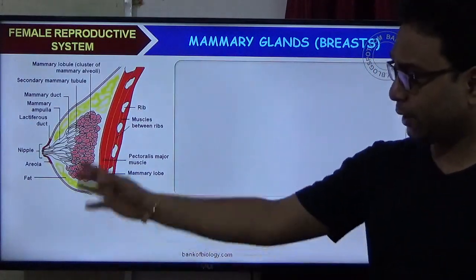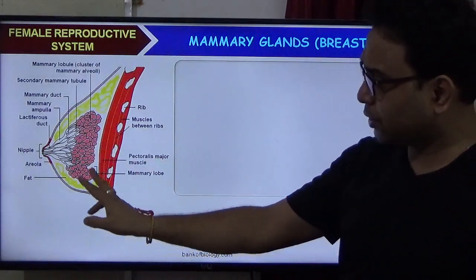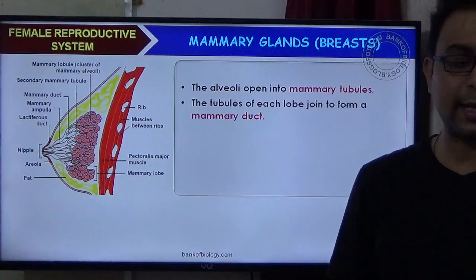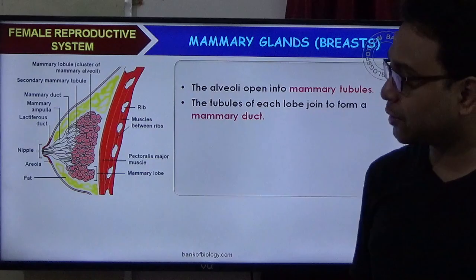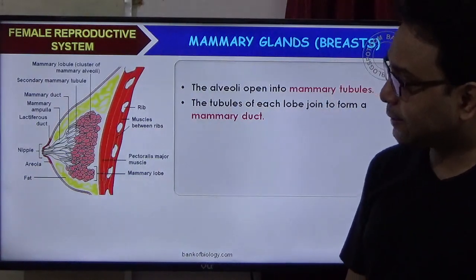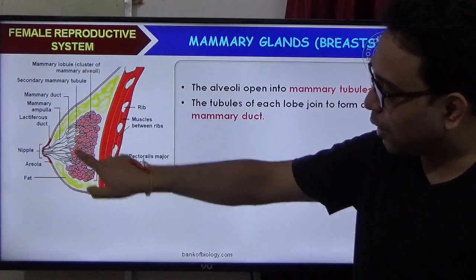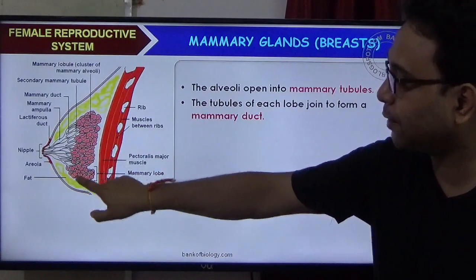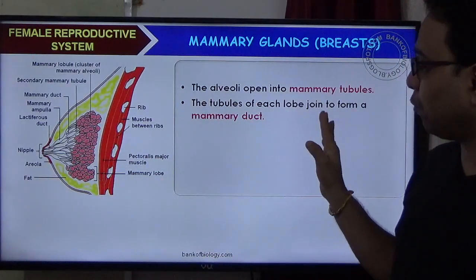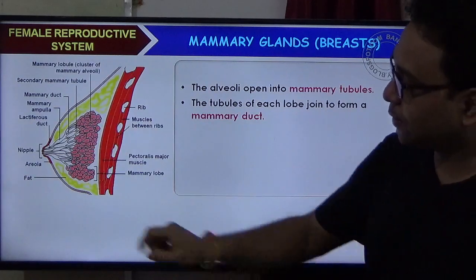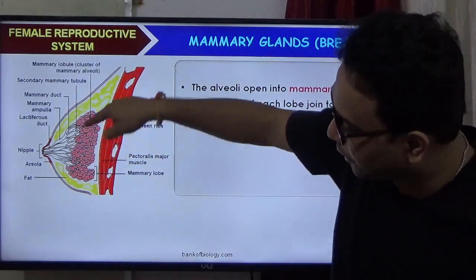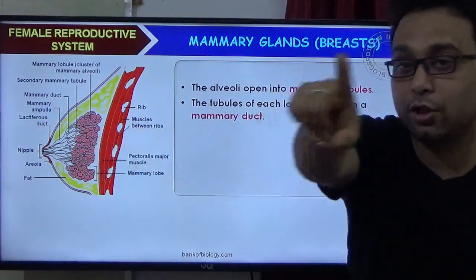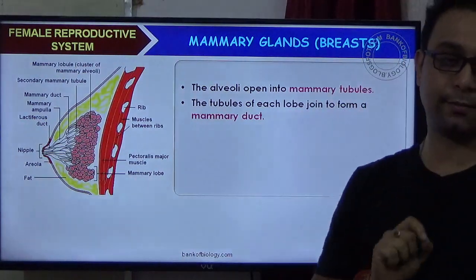How is it transported? You can observe that in the mammary lobes there is a cluster of alveoli. After that, the alveoli open into mammary tubules. First are the mammary tubules, and the tubules of each lobe join to form a mammary duct. Different alveoli, different tubules, they join together by a tube. This tube is called a mammary duct.